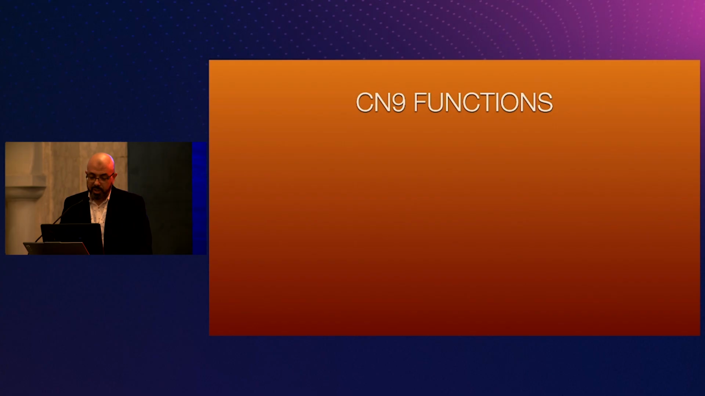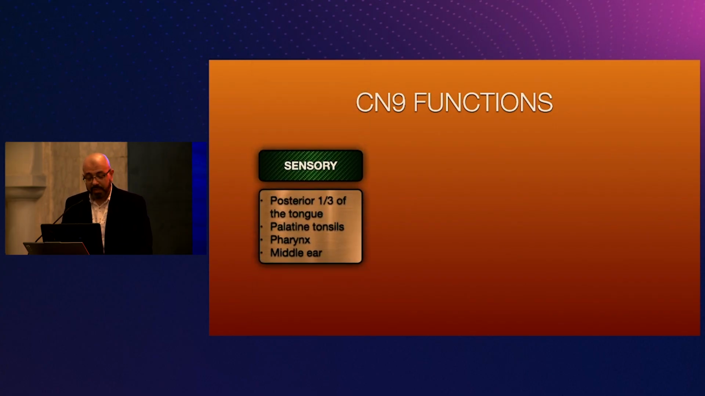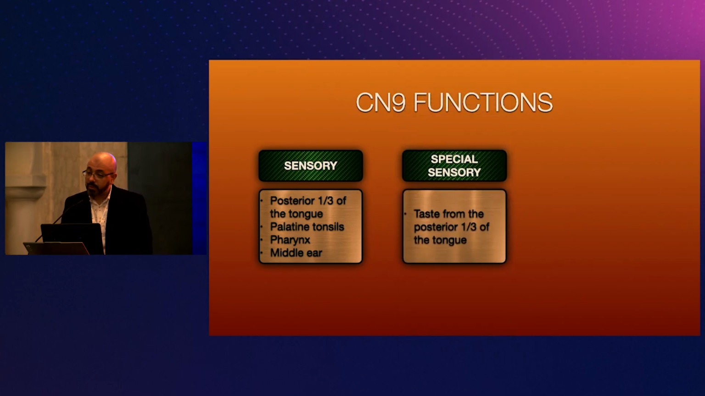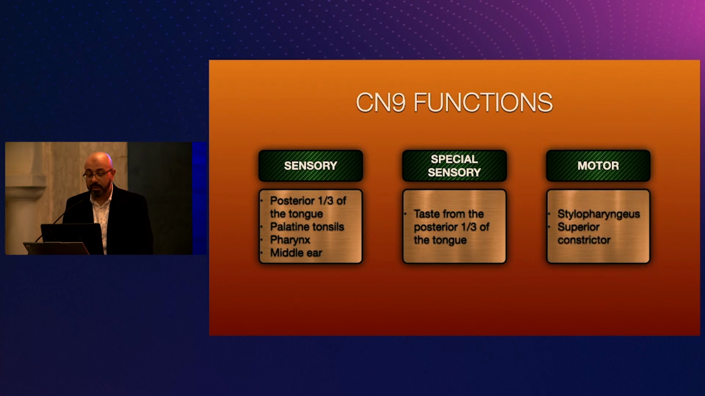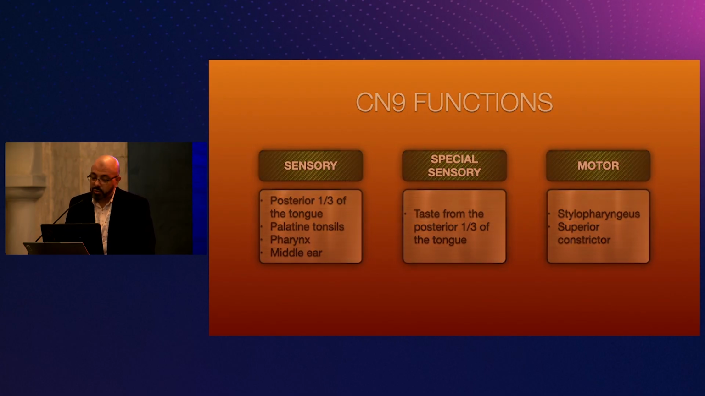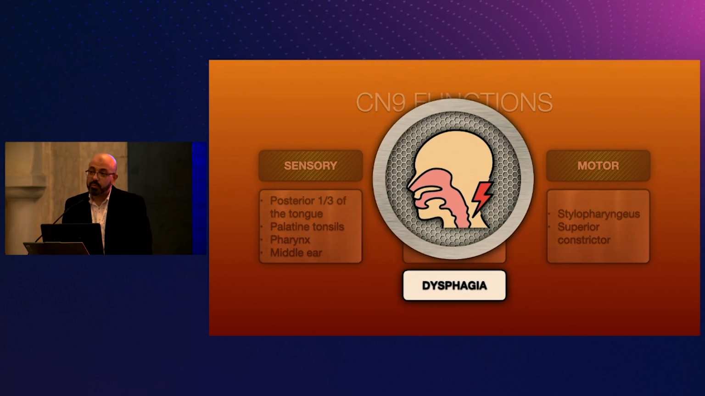The functions of cranial nerve number 9, the glossopharyngeal: it has sensory function to the posterior third of the tongue, palatine tonsils, pharynx, and middle ear. Special sensory: taste from the posterior third of the tongue. And motor function innervating the stylopharyngeus and the superior constrictor muscle. When anything goes wrong here because of the motor function, these patients will present with dysphagia, because usually the superior constrictor muscle will not be functioning properly.